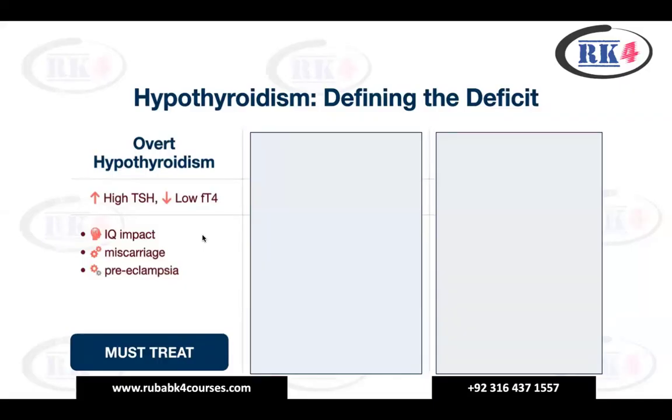So this can have some risks. It can have an impact on the child's IQ. It can cause miscarriage and it can cause preeclampsia during that pregnancy. So that is why if a patient is diagnosed with overt hypothyroidism, we must treat her.